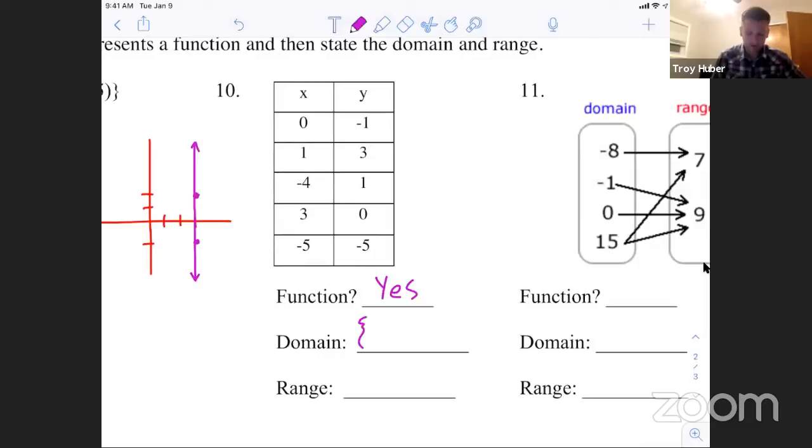Domain, let's list my X values from least to greatest. So I'm going to say negative 5, negative 4, 0, 1, 3. In my range, I'm going to say negative 5, negative 1, 0, 1, 3.